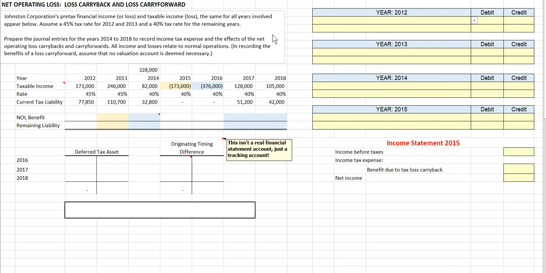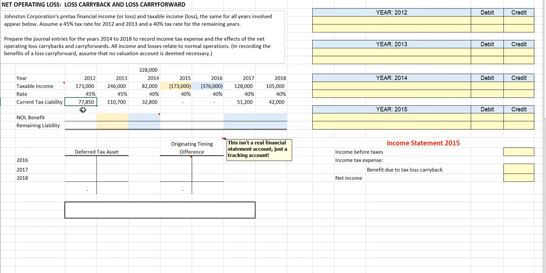We're going to assume that all income and losses relate to normal operations, and in recording tax benefits related to loss carryforwards, we're going to assume that no valuation account is deemed necessary. In other words, it's probable that we will realize the benefit of tax loss carryforwards, that we will have taxable income in future years. We're given the taxable income for each of the years, as well as the tax rates. Notice they decrease from 45% in years 2012 and 13 down to 40% in later years. We have net operating losses in years 2015 and 2016. Let's go ahead and take a look at our tax liabilities for each year and our journal entries.